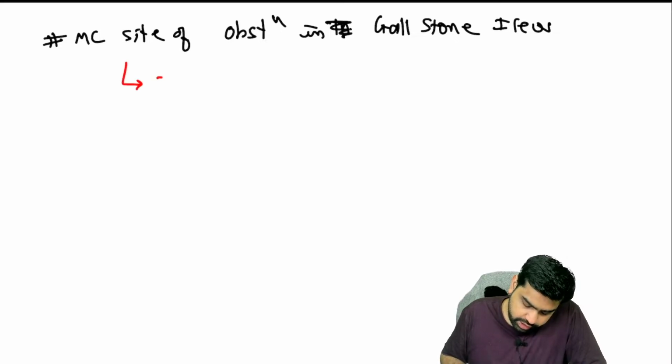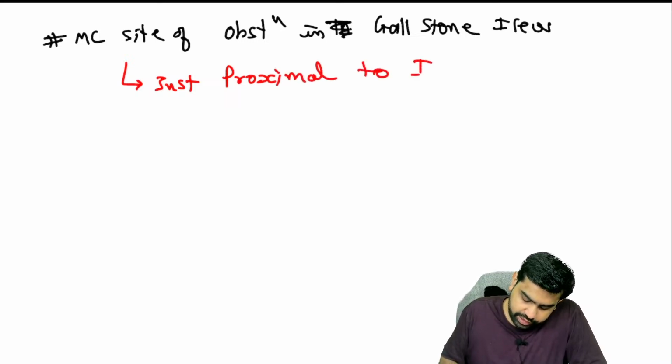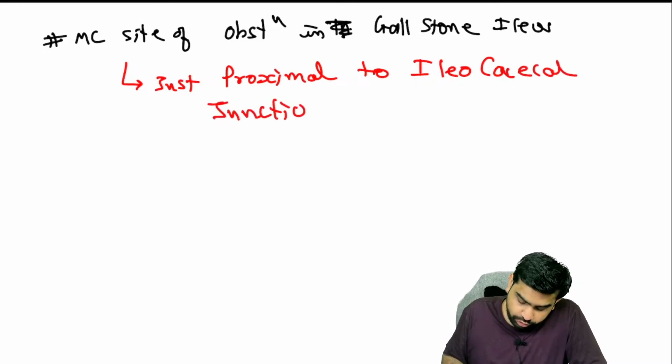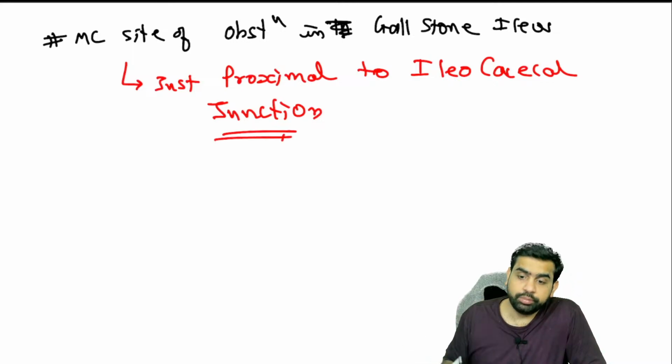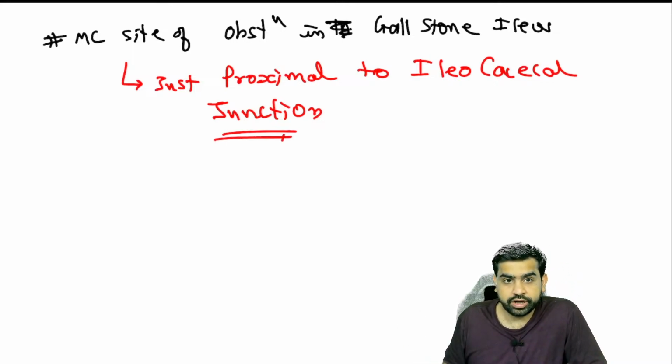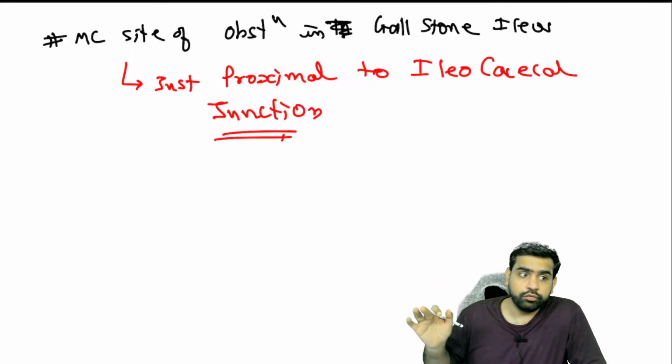The answer here is just proximal to the ileocecal junction. It is not at the ileocecal junction, it is just proximal to the ileocecal junction. Please try to understand this point. The most common site of the obstruction is just proximal to the ileocecal junction.